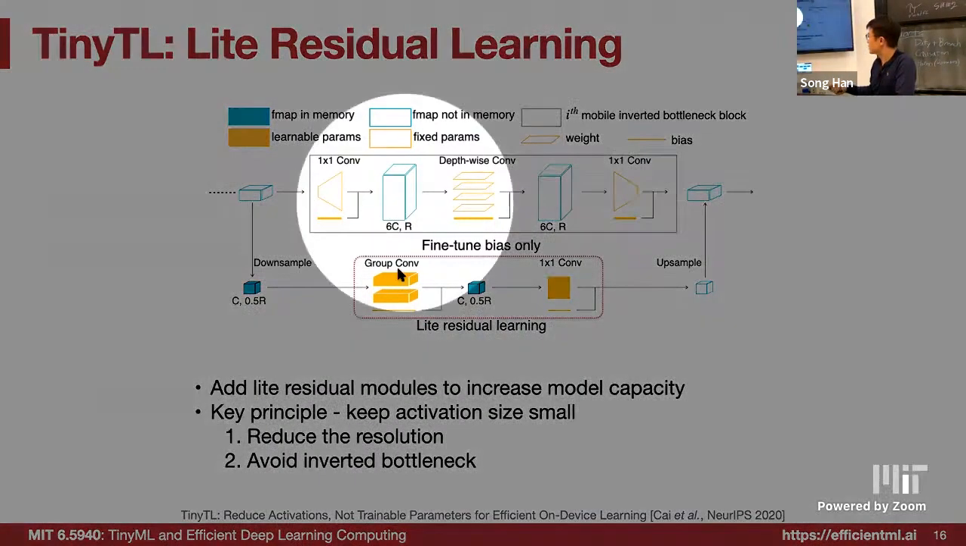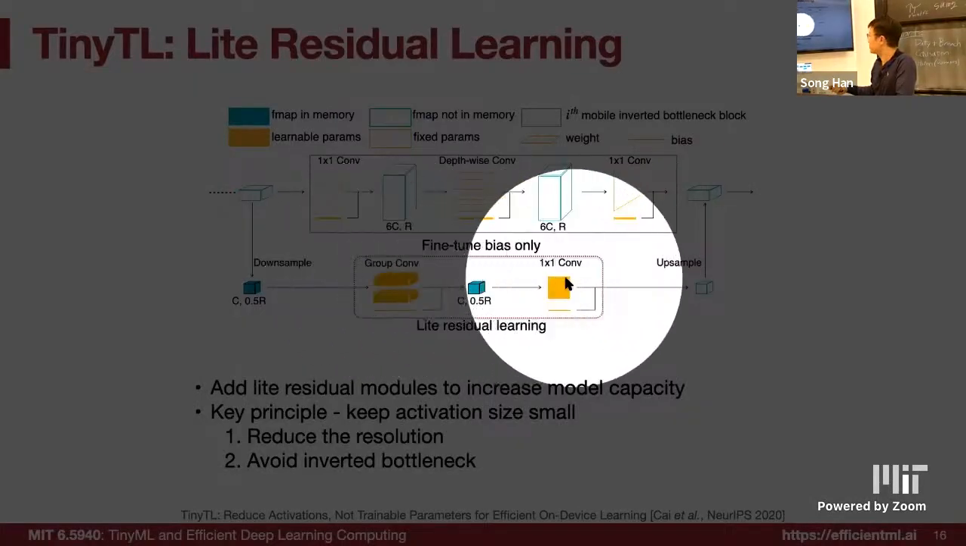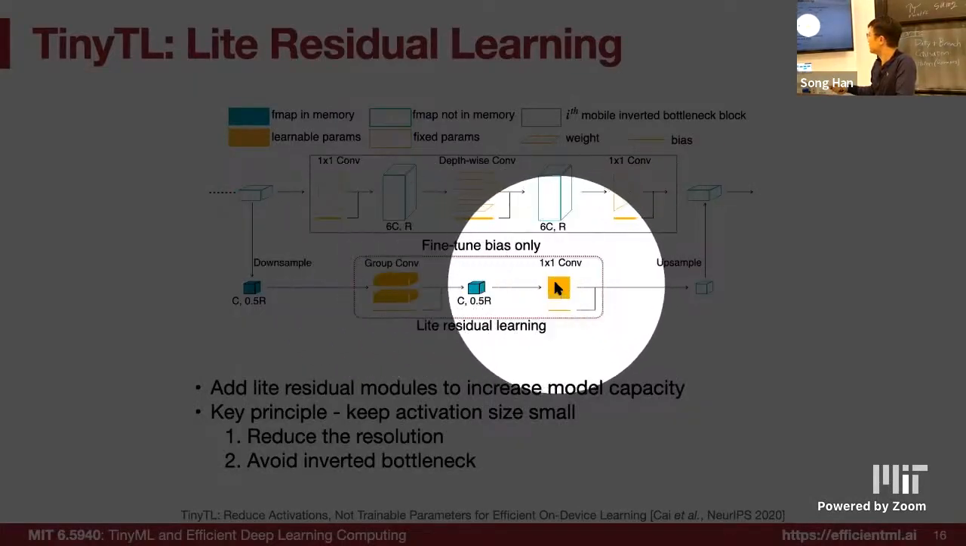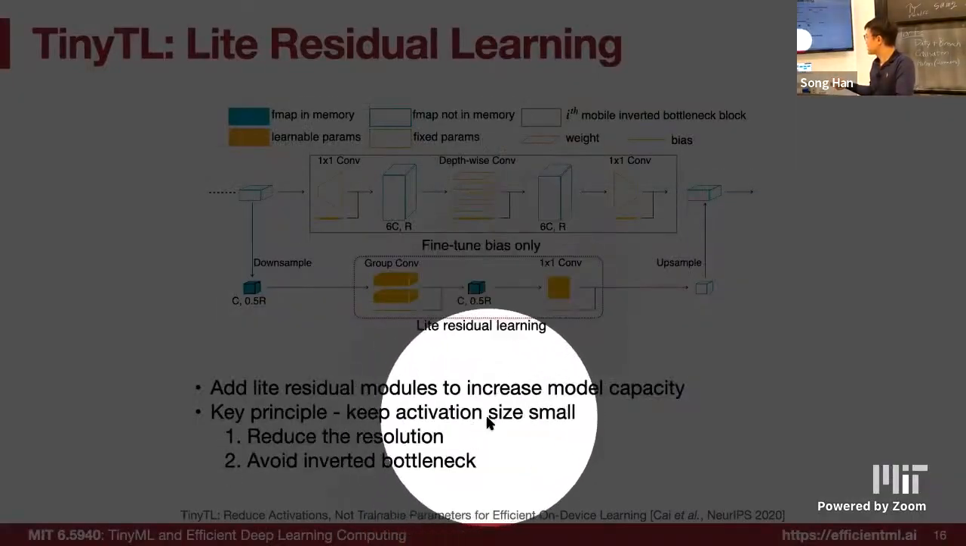Okay, so it consists of a group conv. By group convolution, we save a lot of compute and parameters, and you follow it by a one-by-one conv with a reduced resolution and avoid the inverted bottleneck to make sure the residual branch is very lightweight. Since you are just learning the difference, learning the residual, the key principle is to keep the activation size small.